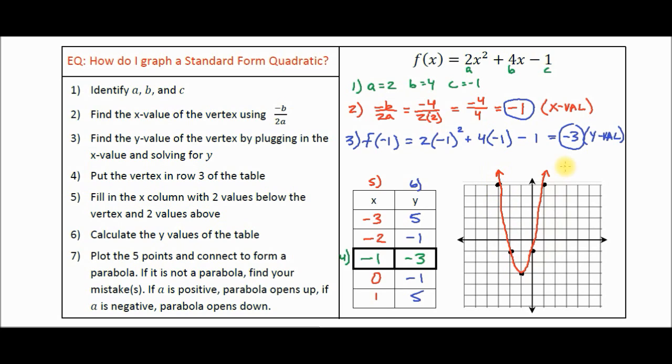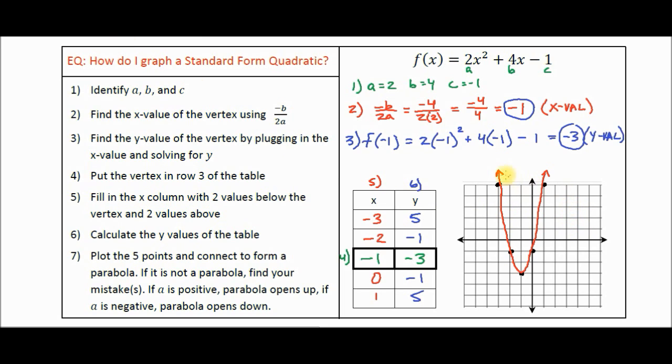So there is a basic sketch of our parabola, and that's the steps of how to graph a standard form quadratic. Find the vertex first. Put it in your table, find 2 points below that x value and 2 points above that x value and plot it. And then look at number 7 says, if it doesn't look like a parabola, then find your mistakes. If you ended up plotting a point out here somewhere, I will tell you, class, you know you made an error, so go find it.